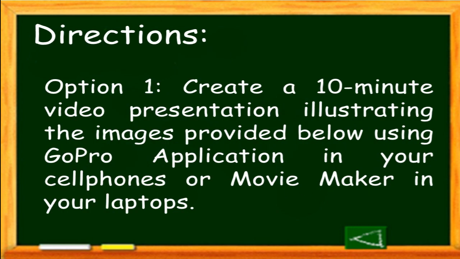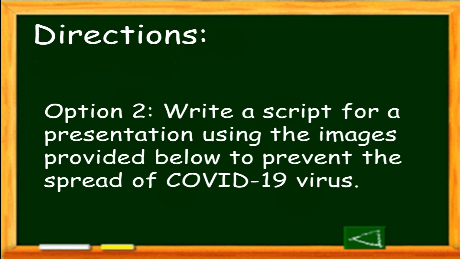You are given two options for this activity. Directions. Option 1. Create a 10-minute video presentation illustrating the images provided below using GoPro application in your cell phones or Movie Maker in your laptops. Save the video in a JPEG file. Option 2. Write a script for a presentation using the images provided below to prevent the spread of COVID-19 virus.